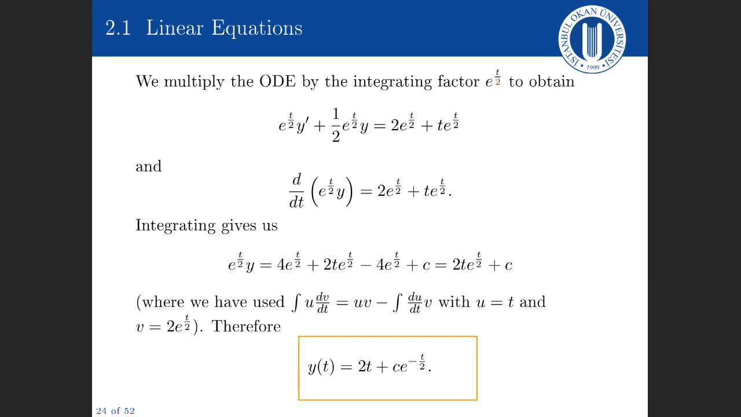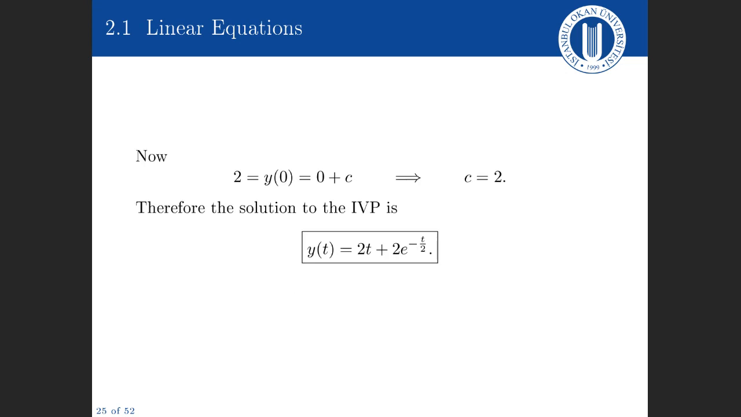But we're not just solving a differential equation, we're solving an initial value problem. That means we need to find the value of c which satisfies the initial condition. We want y of 0 to be equal to 2. This means we need to choose c is equal to 2. And we have the solution. y of t is equal to 2t plus 2e to the power minus t over 2. IVP, I'm using as an abbreviation for initial value problem.